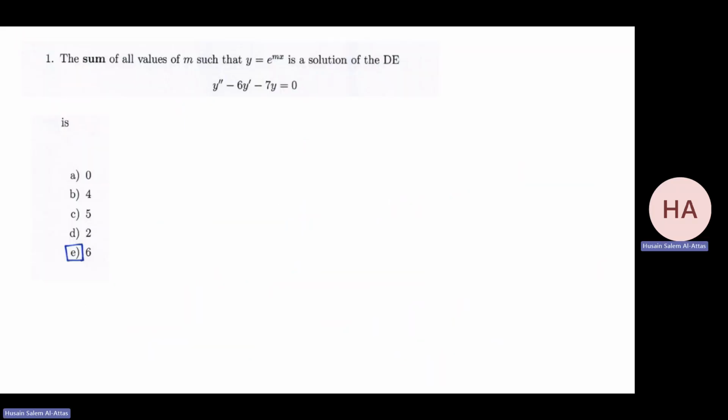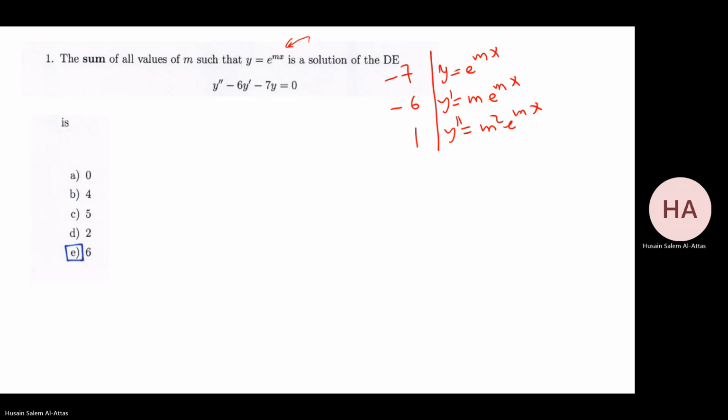The sum of all values of m, now it's different. E to the power mx, but it will be the same idea. Y equal e to the power mx. Y prime equal m e to the power mx. Y double prime will be m square e to the power mx. The coefficients are 1, minus 6, minus 7. So left hand side gives me what?